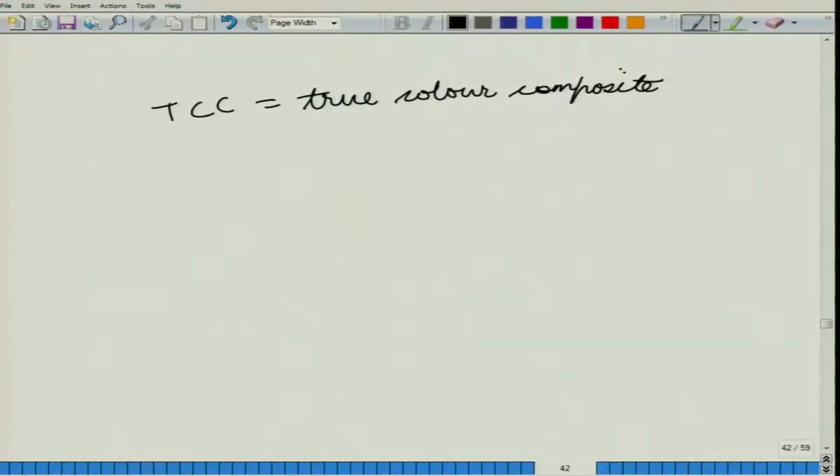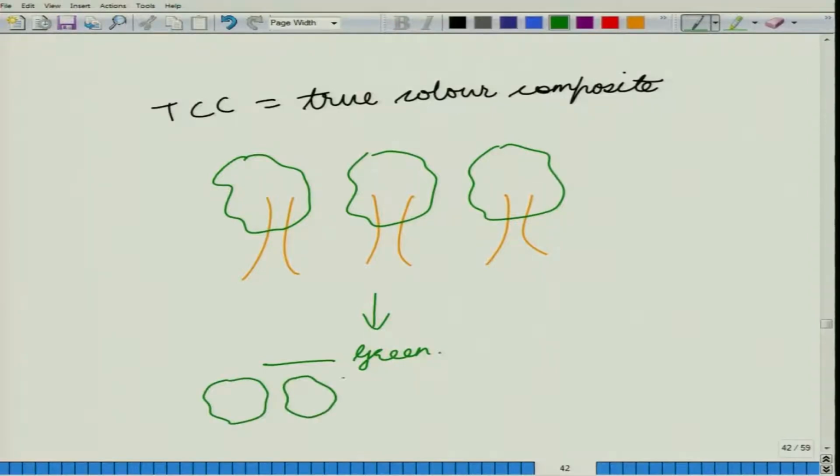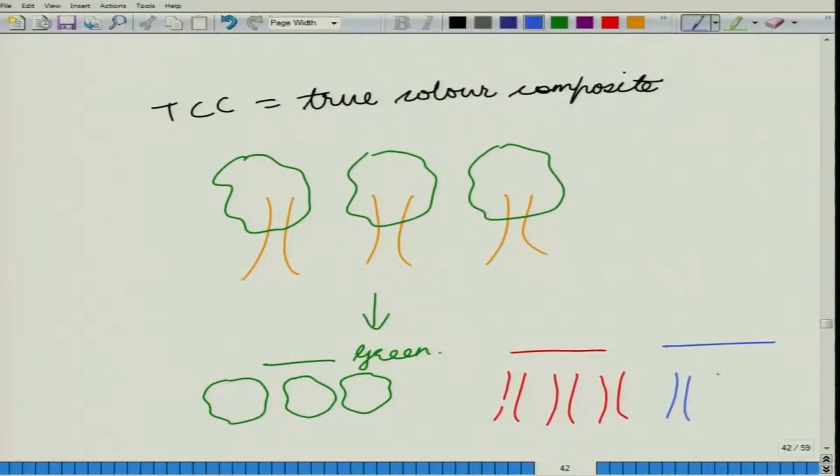Now, to understand what this TCC means, let us do an experiment. So, suppose you had trees, now suppose you set your camera such that it only measures the green signal. So, let us set our camera to measure green. What would it figure out? It will not be able to see the stems, it will only be giving us the green portions. Now, suppose you set your camera to look at red. So, in the case of red, you will be seeing some portion of the stems. Similarly, if you set it to look at blue, it might also be showing you some portions of the stem.